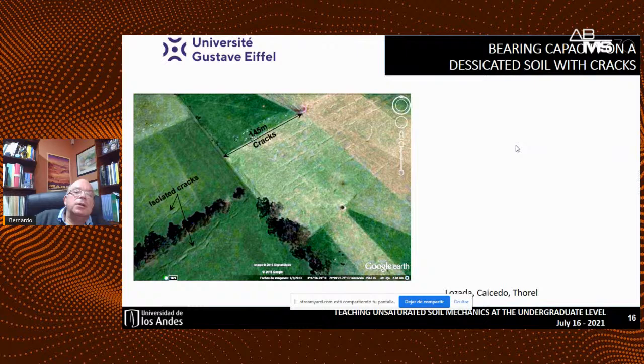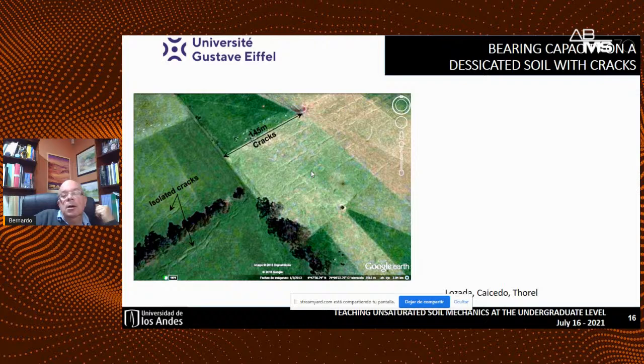One very interesting study was performed with my colleague Luc Torrel from the Université Gustave Eiffel in France. The question here was, what is the effect of the gigantic cracks? For example, in the photo, you can see the gigantic cracks in the soil deposit of Bogota. The effect of those cracks on the bearing capacity of shallow foundations.